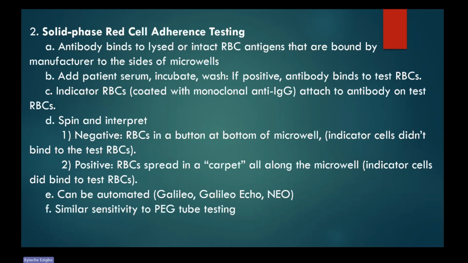So if we observe red blood cells at the bottom of the microwells, it means that they didn't bind to the test red blood cells. It is positive when the red blood cells spread in a carpet all along the microwells, indicating that red cells did bind to test red blood cells. It can also be automated, similar to solid phase PEG tube testing. These are some of the processes by which we can study the interaction between the red cell and red cell antigens using agglutination testing, whether the tube method, the gel method, or the solid phase process.